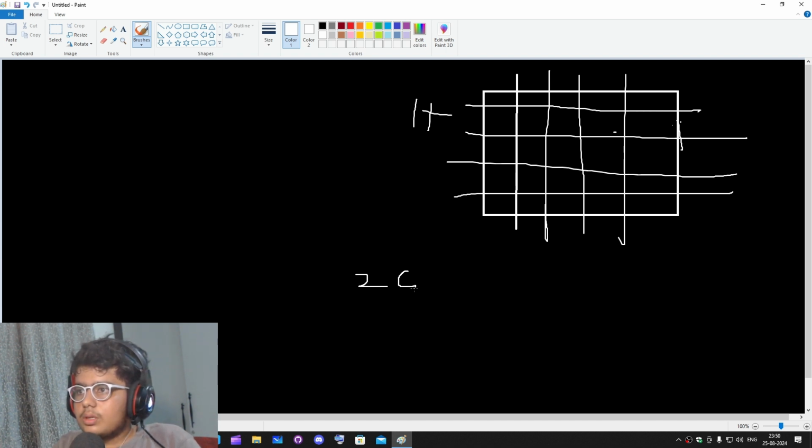Now let's calculate 2 into 2. 2 into 2 means this part. This is 1 2 into 2, this is 1 2 into 2, this is 1 2 into 2. So 2 into 2 we got 4 squares. In the same way, here also 4 into 4, 16.